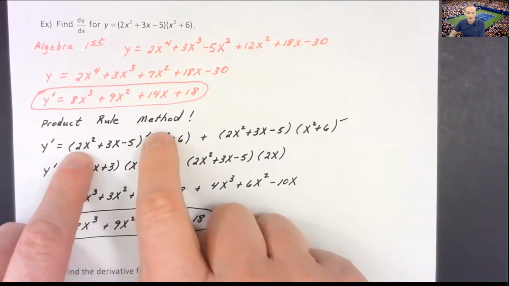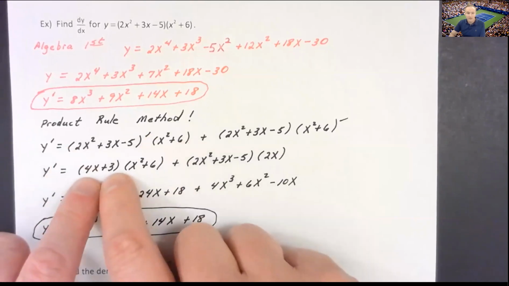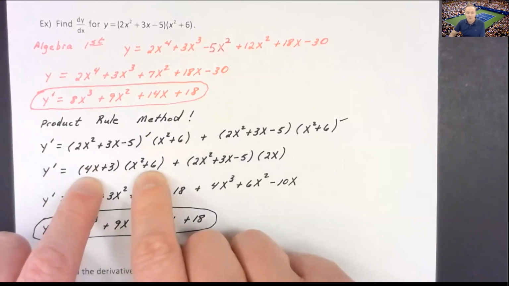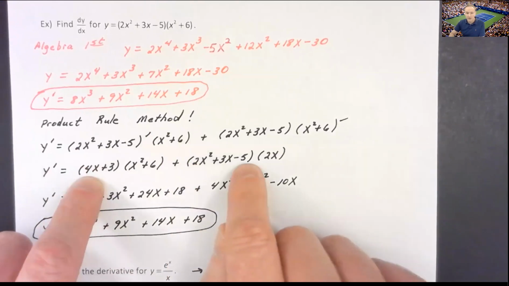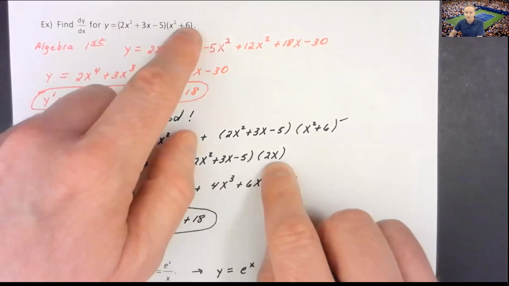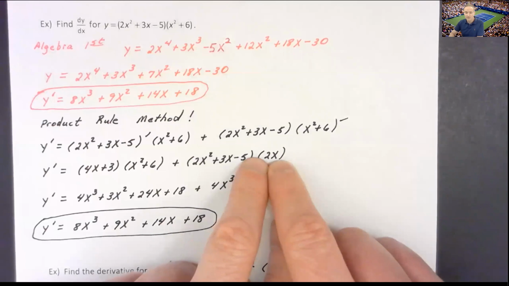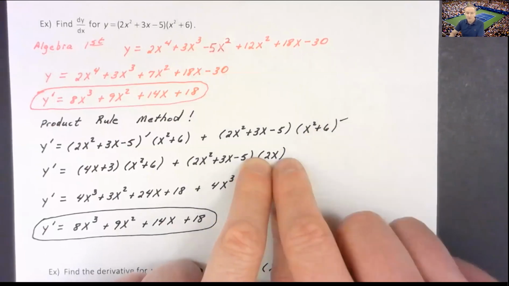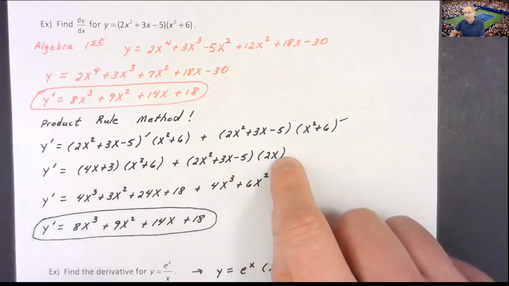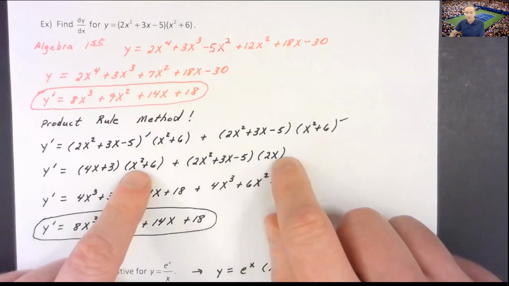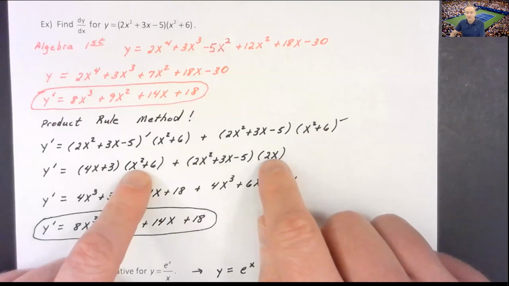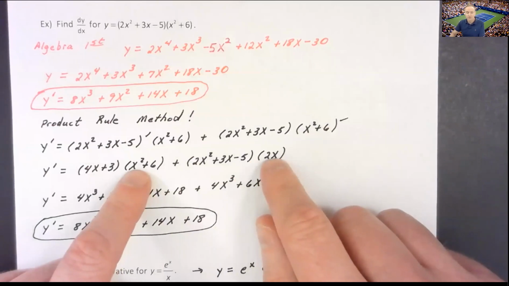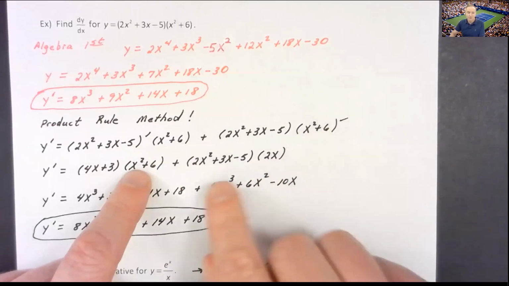The derivative of that first group, I'll get 4x to the first plus 3 times the second, and then plus my first trinomial times the derivative of the second group, the x squared plus 6. Well, we know the derivative of x squared is 2x, derivative of 6 would be 0. So even though I didn't do the algebra first, in order to simplify this expression, you're still going to have to do algebra. So I used the product rule first.